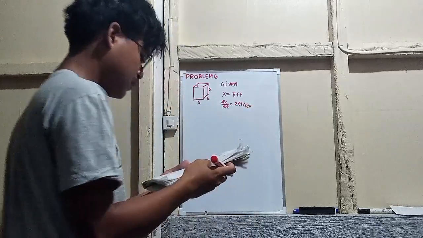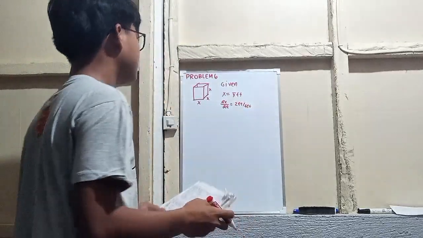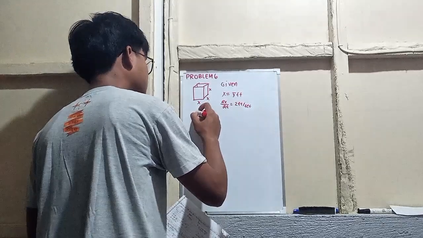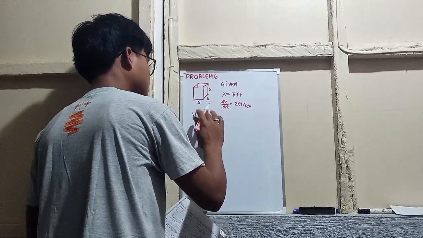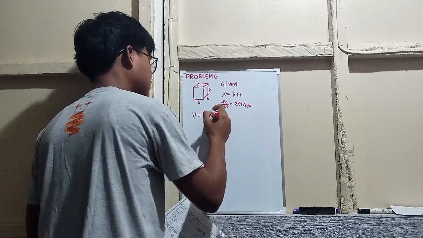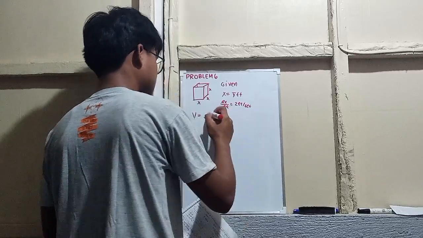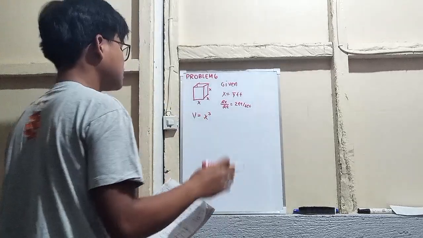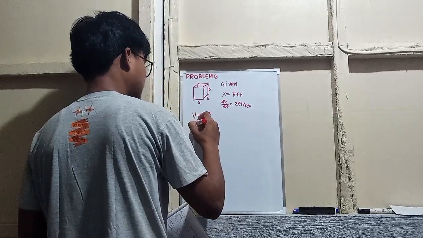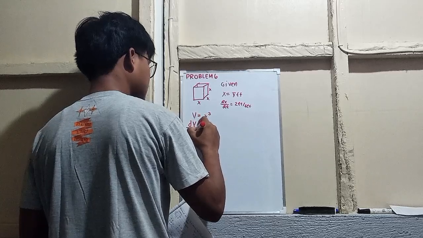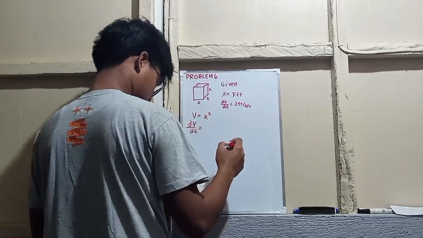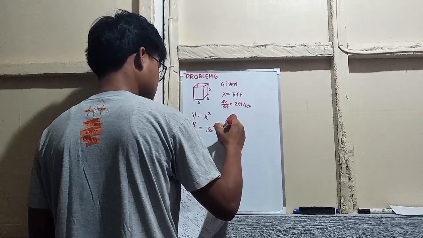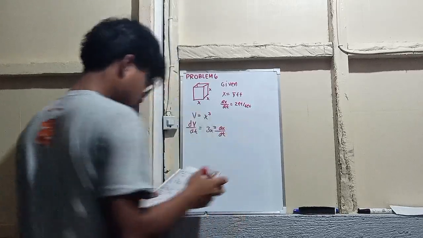So first, we all know that the formula for the volume of a cube is V equals s cubed, or x cubed. So differentiate both sides. dV over dt is equal to 3x squared dx over dt.